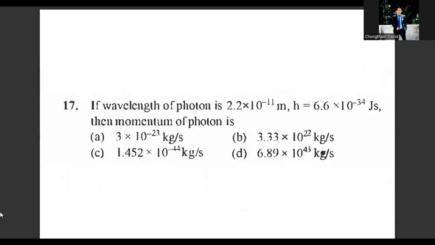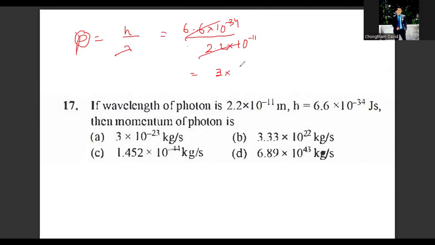Question number 17. If the wavelength of a photon is 2.2 into 10 to the power minus 11 and Planck's constant is given, the momentum of the photon is. According to the de Broglie wavelength, momentum can be related as h by lambda, because the question is asking for momentum. Substitute the values and divide. It will give you approximately 3 into 10 to the power minus 23, an easy equation. For question 17, the answer would be 3 into 10 to the power minus 23 kg per second.